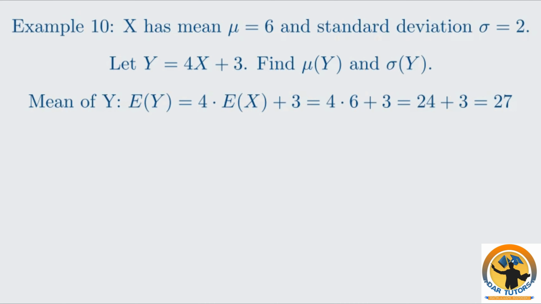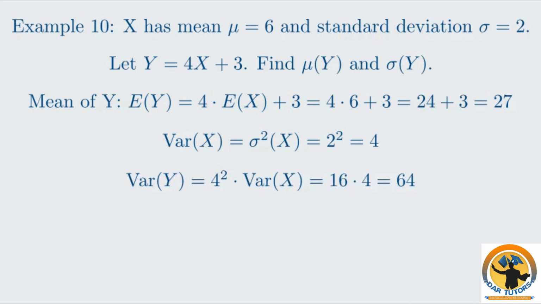Now for the standard deviation of Y. We can't find it directly from the standard deviation of X using a simple rule for the standard deviation itself. Instead, we use the rule for the variance. First, we need the variance of X. It's the standard deviation squared, so 2 squared, which is 4. Next, we use the variance rule. The variance of Y is 4 squared times the variance of X. That's 16 times 4, which is 64.